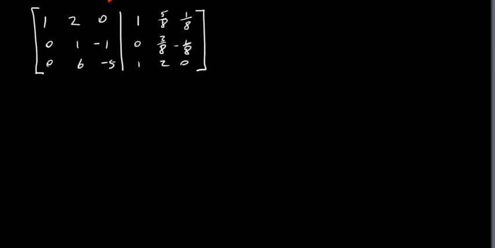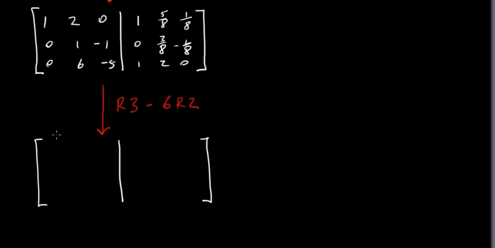Okay, next step. Now, I am going to get rid of this 6 here. I'm going to turn this into a 0. So I'm going to take row 3 and I'm going to subtract 6 times row 2. So that should get rid of that for me. So let's see. I'm going to change row 3, so rows 1 and 2 won't change.